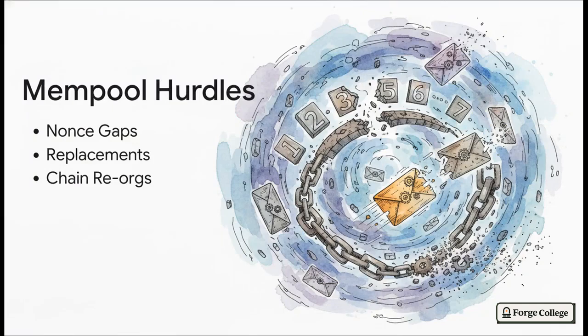Welcome to the messy reality of fluctuating gas markets and competing priorities. When your transactions enter the mempool, which is essentially the global waiting room before a miner picks them up, we encounter 3 primary hurdles. The strict turnstile model forces us to adapt to nonce gaps, transaction replacements, and chain reorganizations. Let's break down exactly what these mean for your account.